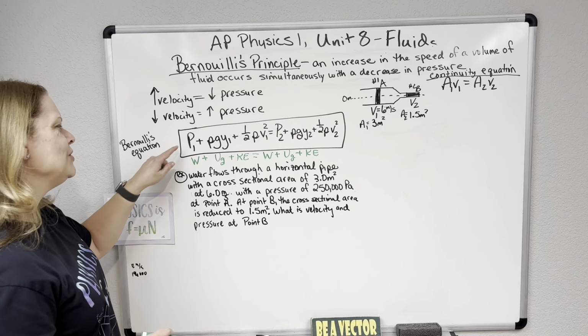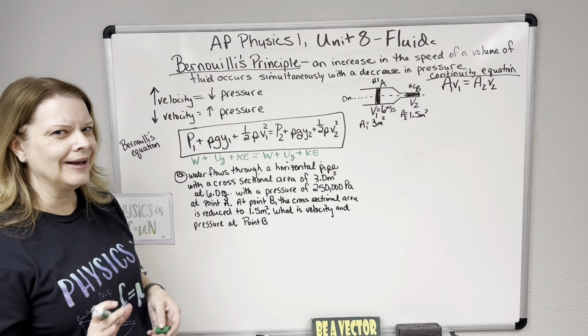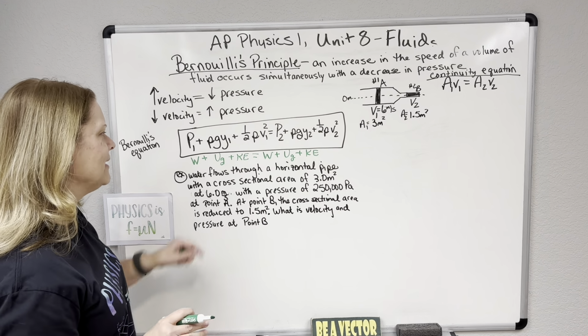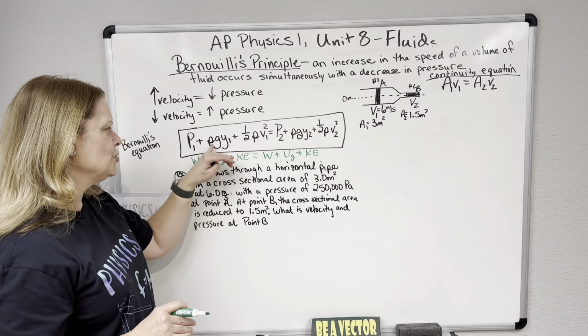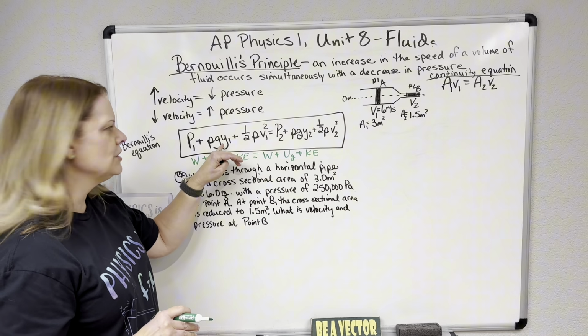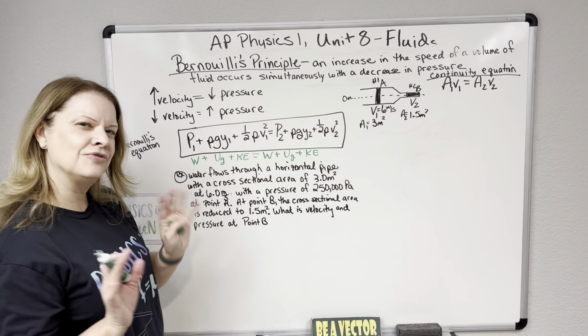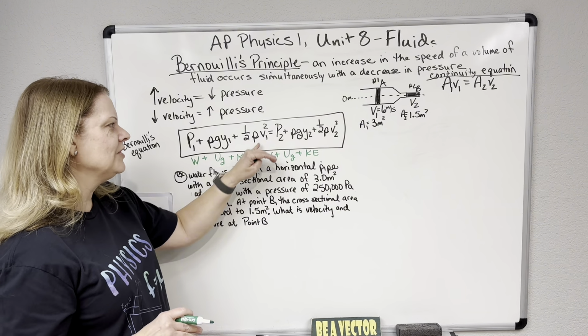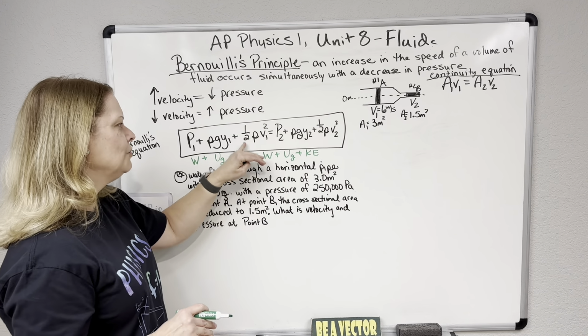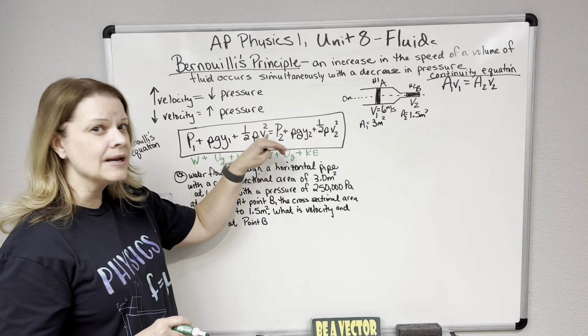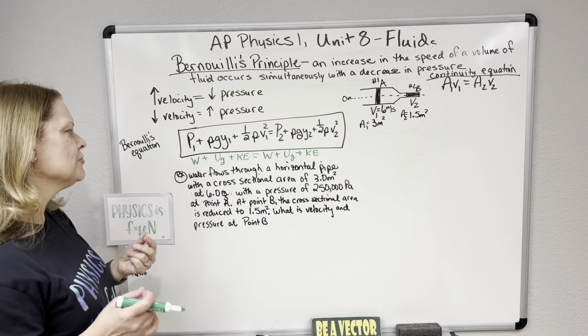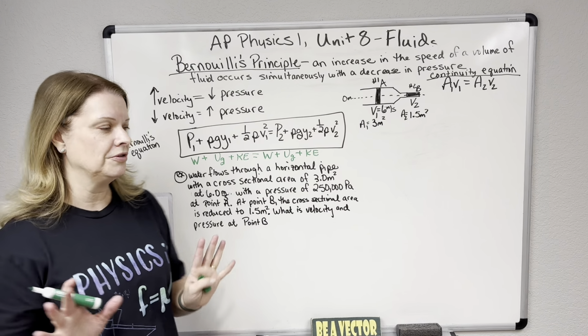And you're like, yeah, but you have pressure there, not work. I'm not so sure I'm buying that. Instead of mgh, you have density times g times this height. I'm not sure I'm buying that. And instead of 1/2 mv squared for kinetic, you have 1/2 density times velocity squared. So I'm not sure I'm buying this. Well, okay, so let me show you.